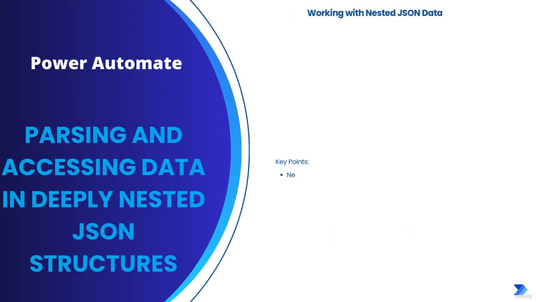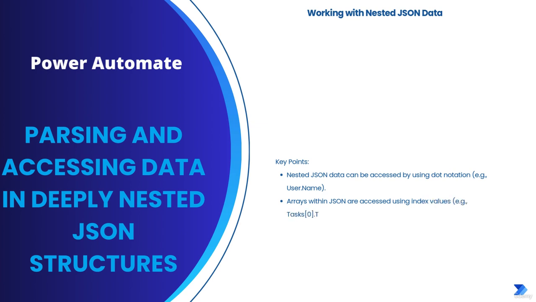Handling nested JSON structures. When working with nested JSON structures, it's important to understand how to access each layer of data. For example, in our earlier JSON example, you might have a user object that contains another set of key value pairs like name and email. To access user.name, you would use dot notation, user.name. If you're working with an array, like the tasks array in our example, you'll need to reference items using their index. So tasks[0].title refers to the title of the first task, while tasks[1].dueDate refers to the due date of the second task.